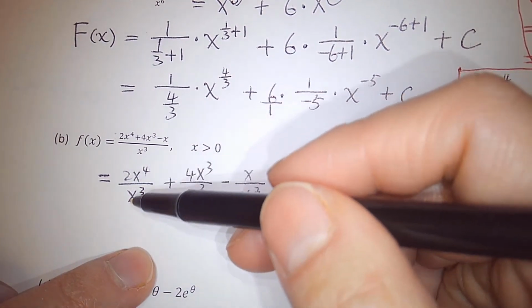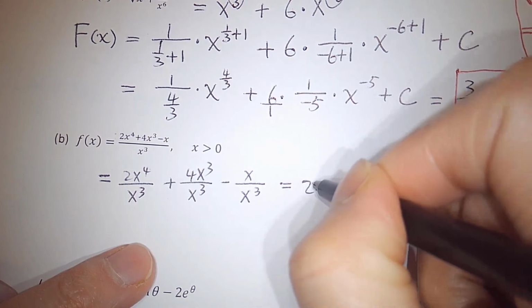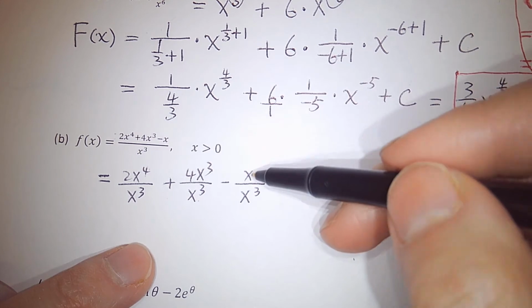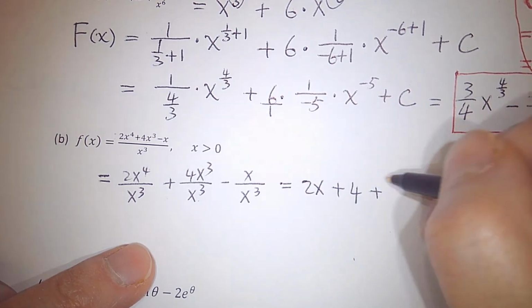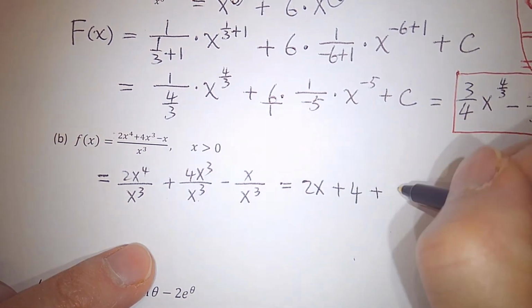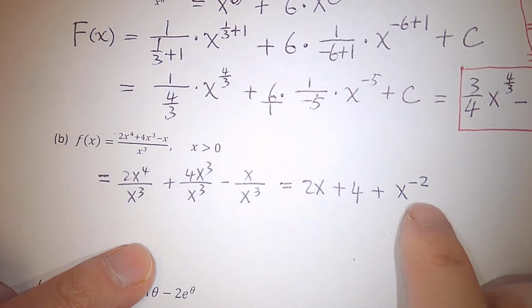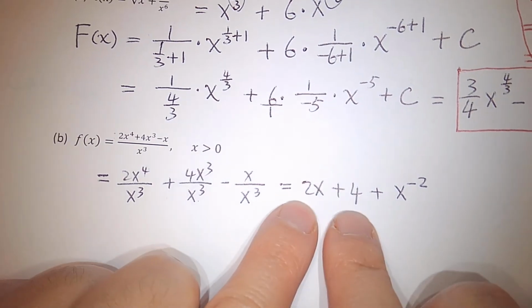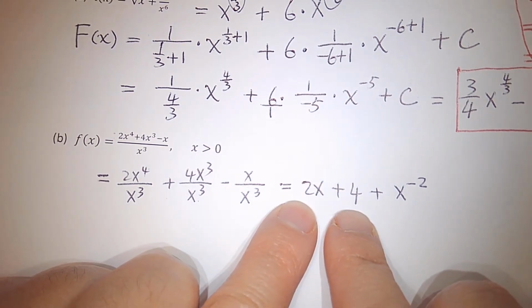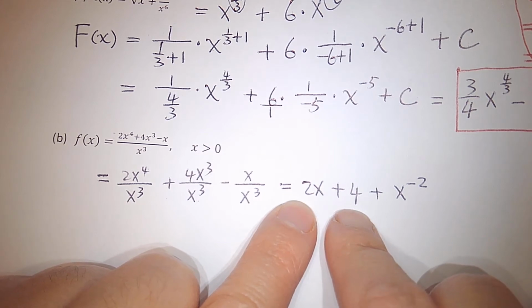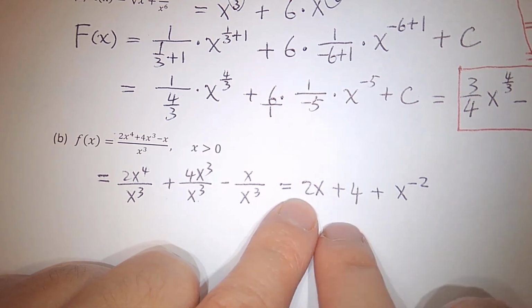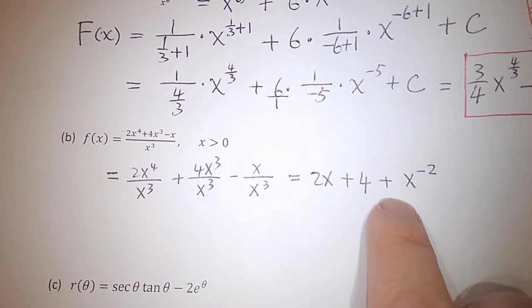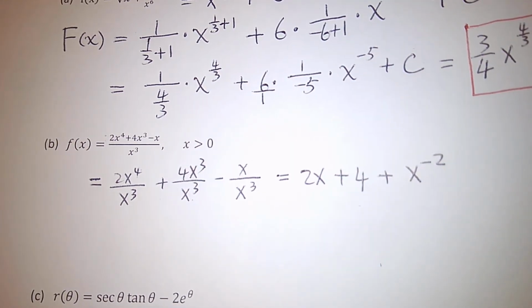What is 2x to the fourth over x to the cube? Then x cubed over x cubed is 4. x over x to the cube is 1 over x squared, which is x to the negative 2 power. Why am I writing these three terms like this? Because I want to use the power rule for the antiderivative, right? Power term. So I want you to finish this question, okay? Let's do it together. It's not a hard question.